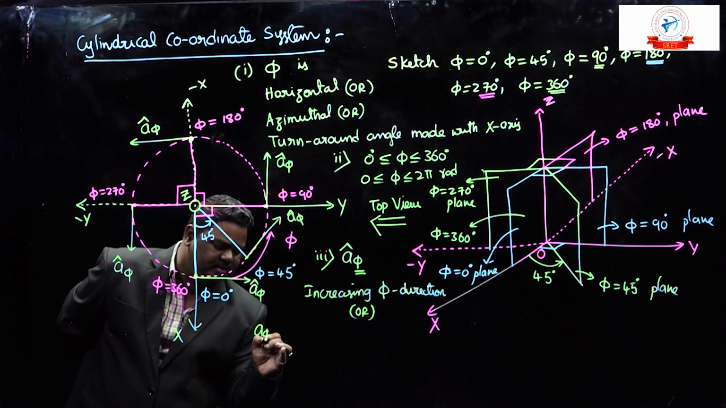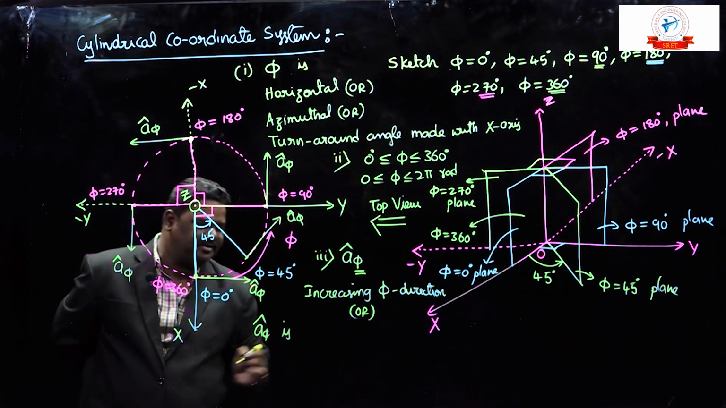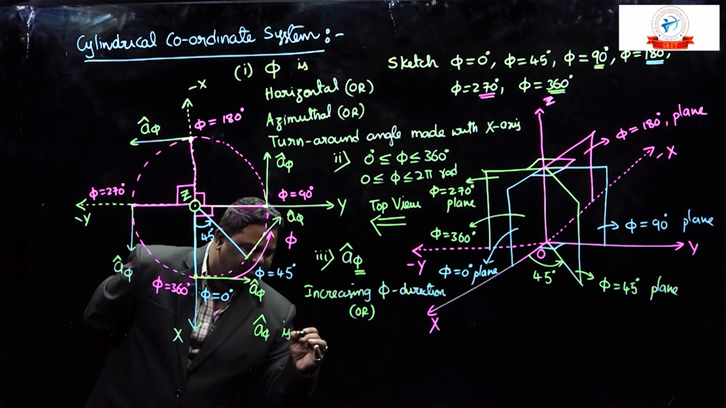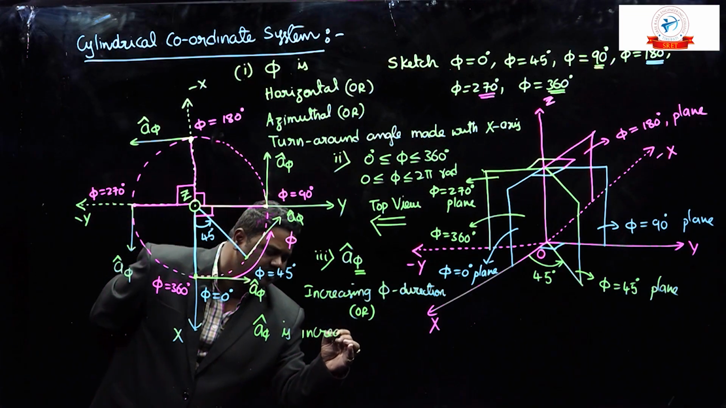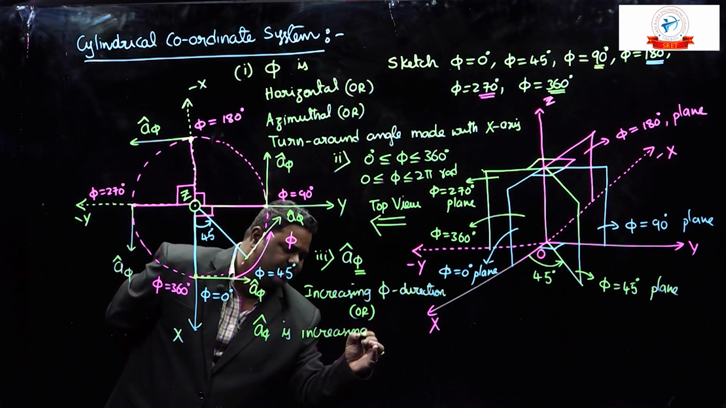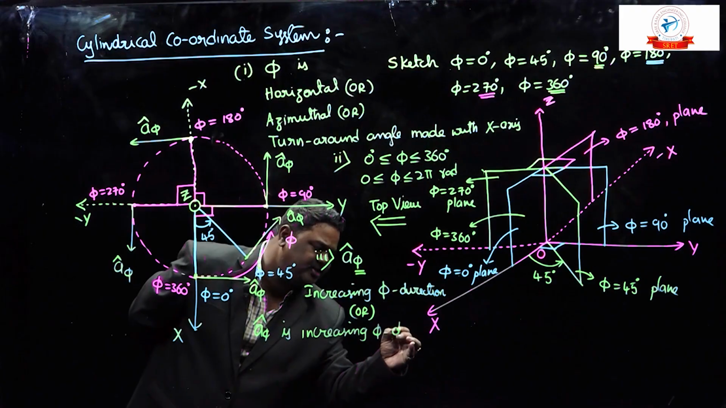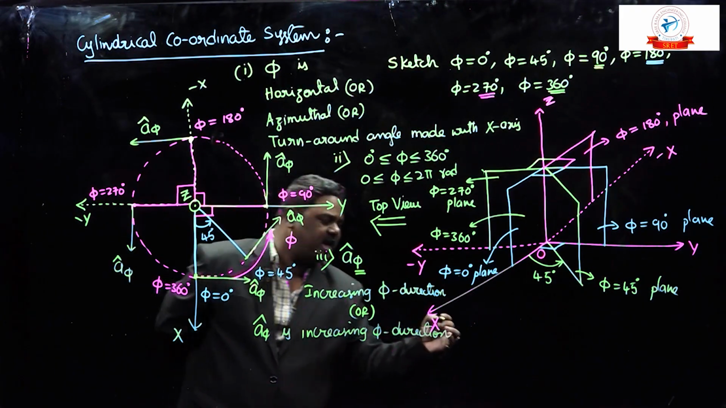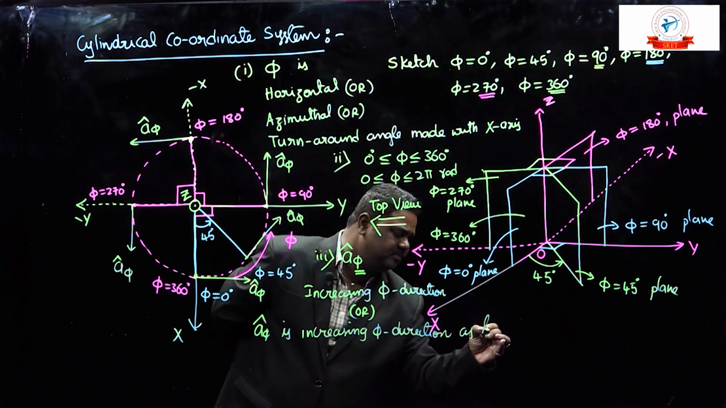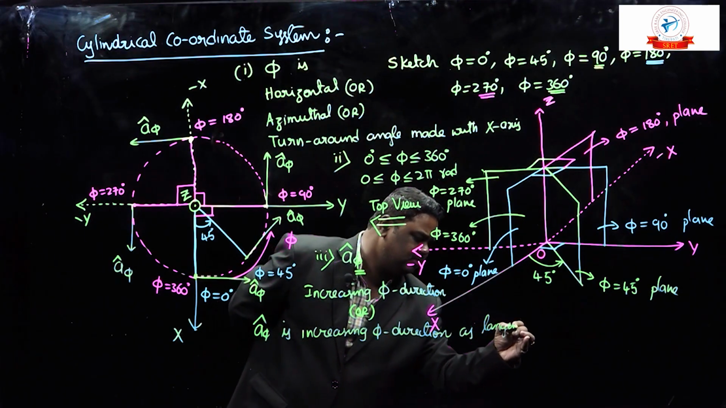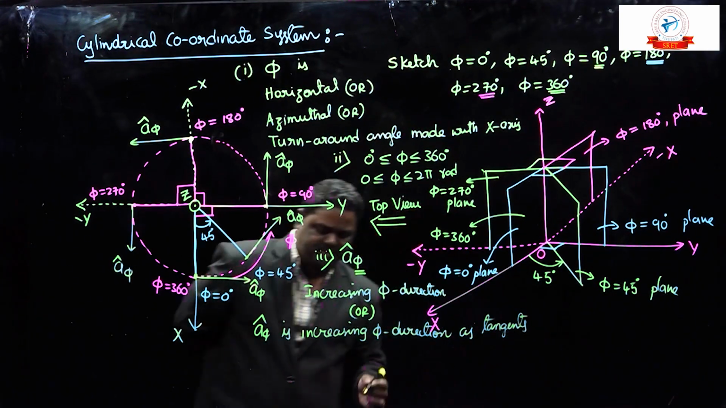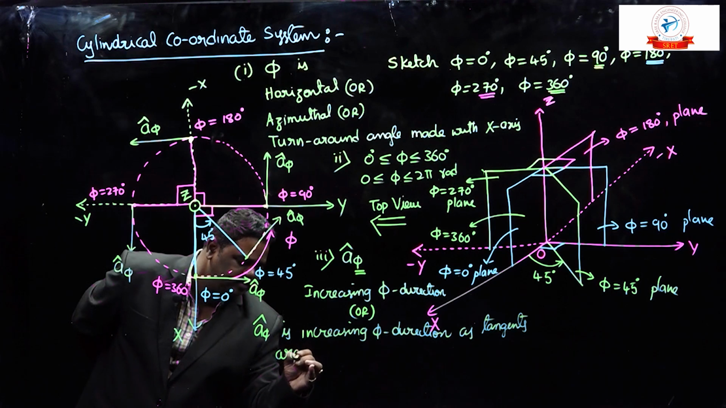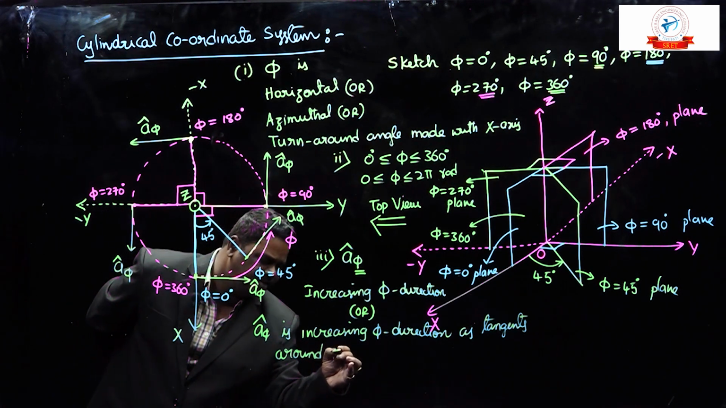So here A phi cap is the increasing phi direction, as tangents around the z axis.